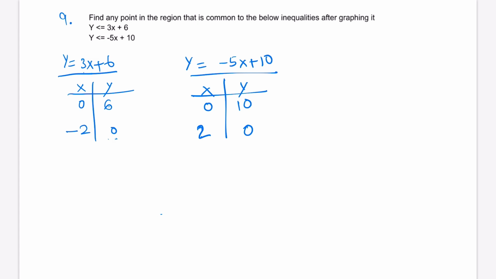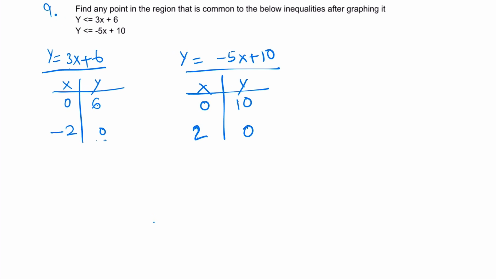Now let's try to draw the line. Before I draw the line, I have to decide whether I have to draw dotted lines or bold lines. Here I have the equal to sign, and here too I have the equal to sign. So both the lines are bold lines, because I have the equal to sign in both the inequalities.